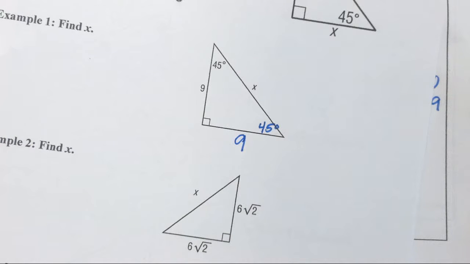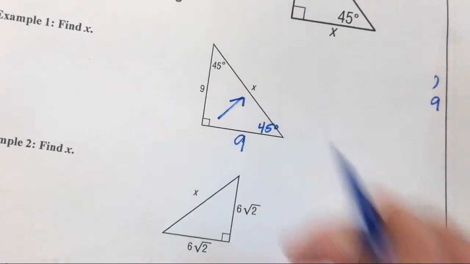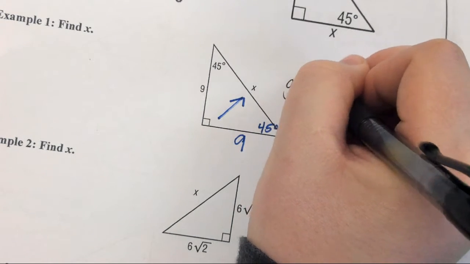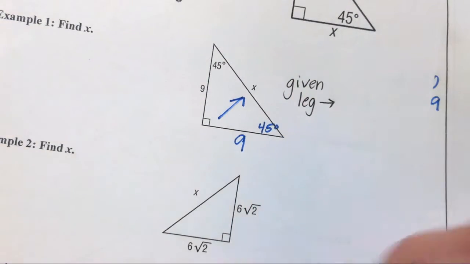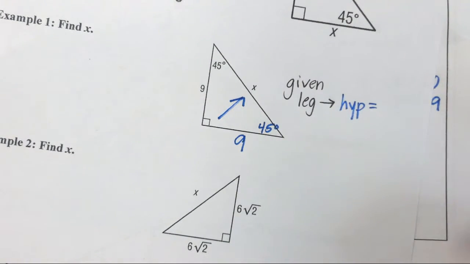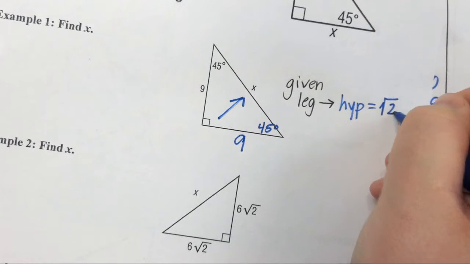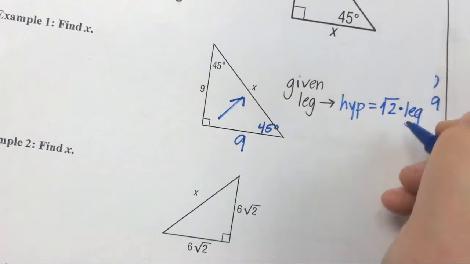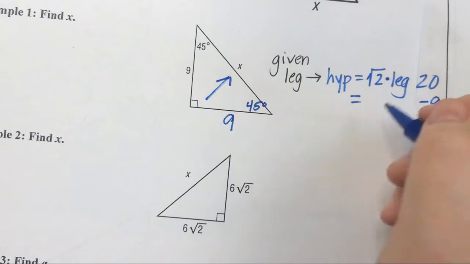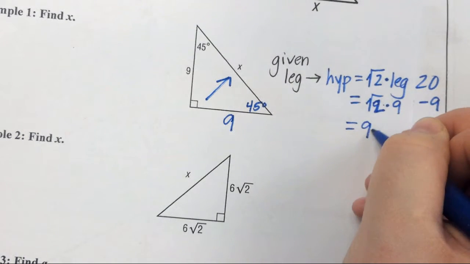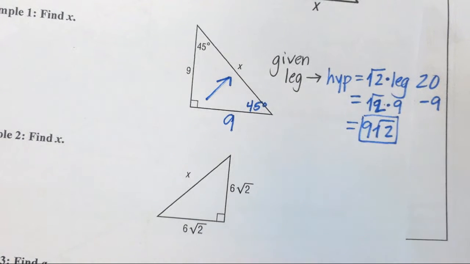What part of the triangle are we solving for right now? Okay, so we were given the leg, and we need the hypotenuse. So we had a formula that said, given leg, what are we supposed to do? The hypotenuse is equal to what? Square root of 2 times your leg. What was our leg? What is our leg in this example? 9. So I'm going to do square root of 2 times 9, and I get 9 square roots of 2. Not a problem.